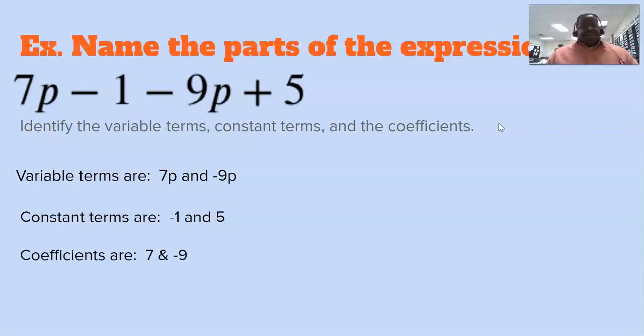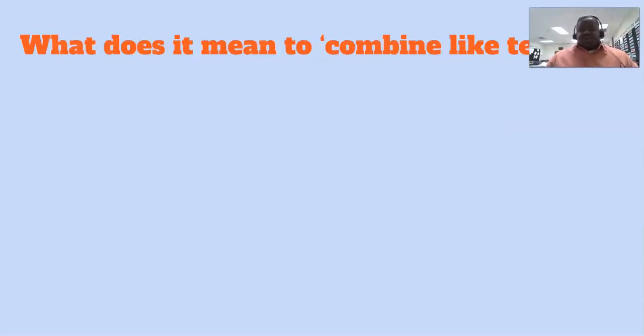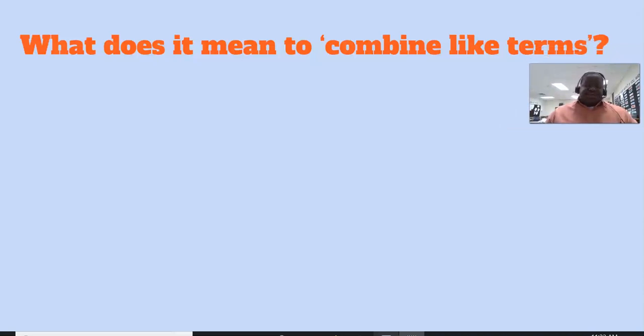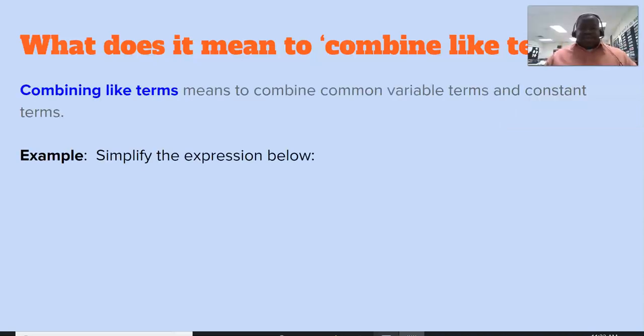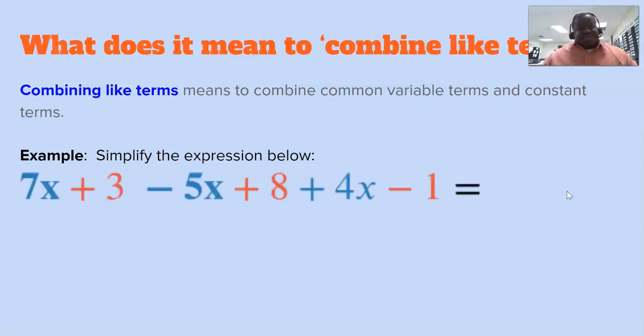All right. Now, what does it mean to combine like terms? Combining like terms means to combine common variable terms and constant terms. Okay, they said, well, what does that mean? So let's look at an example. Simplify the expression below. So you have 7x plus 3 minus 5x plus 8 plus 4x minus 1. We're going to put our common variable terms, so variable terms that have the same letters. I like to say sometimes they have the same last name.